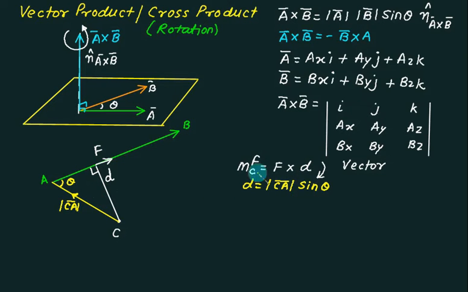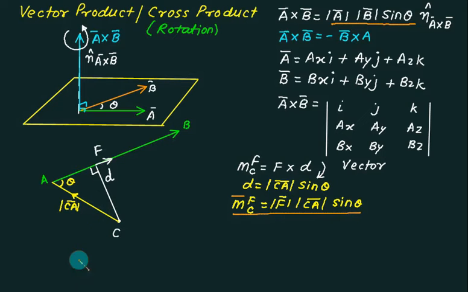So if I replace this D, then I will get the moment of the force about C. It is mod F multiplied by mod CA multiplied by sine theta. Now look at this term and this term. Is it one and the same term? And the unit vector will take care of the vector quantity, so I will just write this with a bar. It automatically takes your vector perpendicular to this plane. So this force will rotate like this.